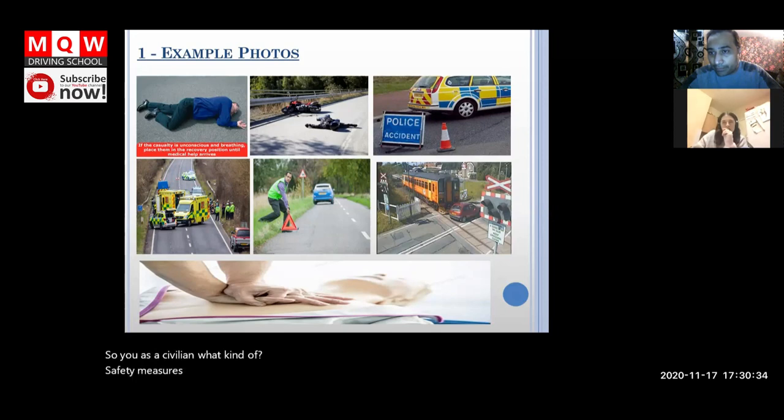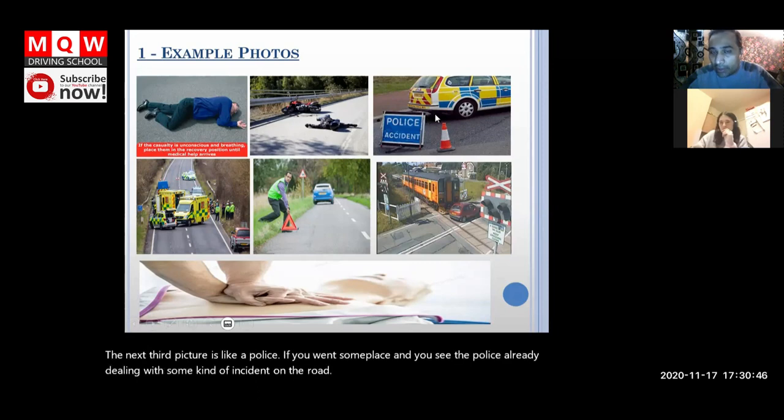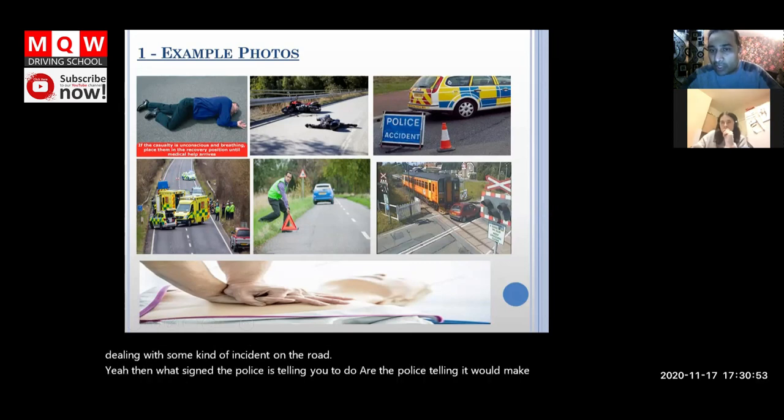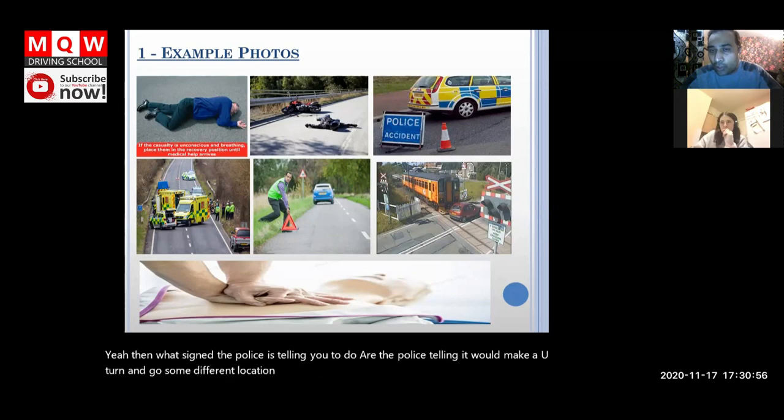Okay. The next, third picture is like a police one. If you went somewhere and you see the police already dealing with some kind of incident on the road, then you need to know what sign the police is giving you. Are the police telling you to make a U-turn and go to a different location, or are they diverting the traffic, or are you going to slow down your car too much? Are you going to keep traveling at the same speed? Okay, the next picture is also the same thing where they close the road. The whole traffic is jammed.